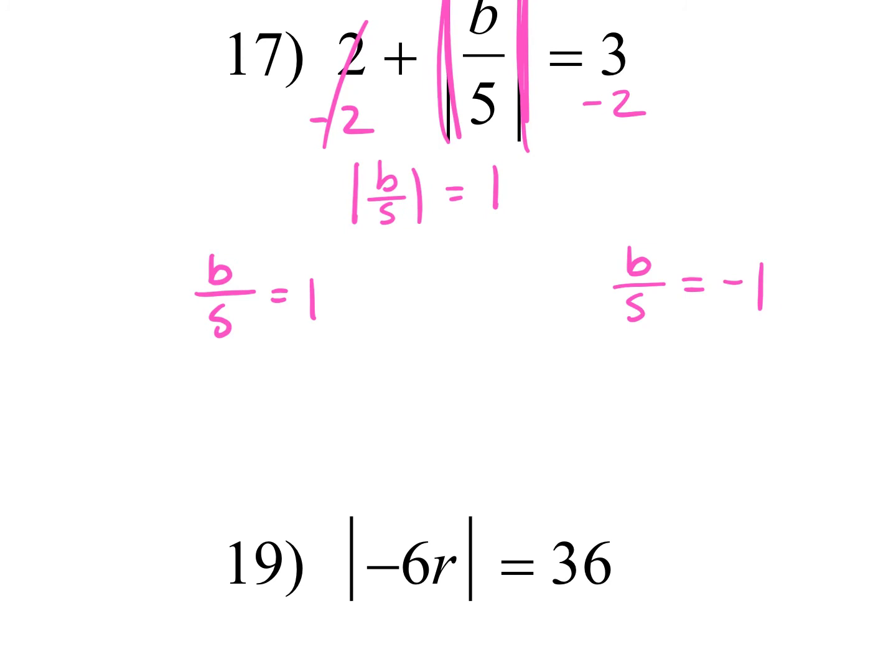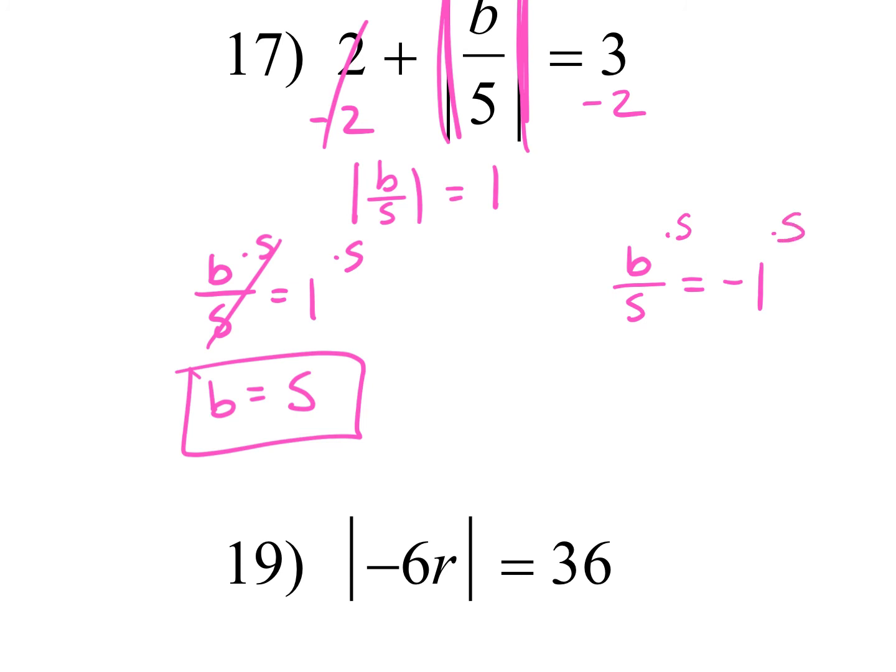So in my equation on the left, how do I solve for B? Multiply by 5. Awesome. Multiply both sides by 5. So B is equal to 5. And in my equation on the right, how do I solve for B? Multiply both sides by 5. So it's negative 1 times 5. Negative 5. So these are my two answers. Any questions here? Ready for the next one?